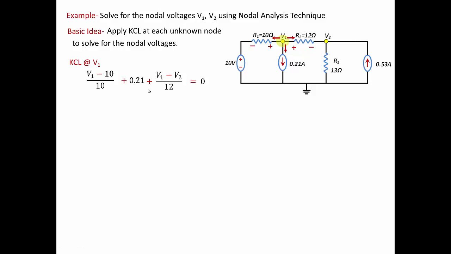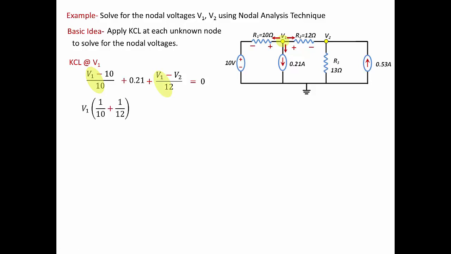The way we're going to do that is we're going to group the V1 terms together. So I have two terms for V1, this term and this term, and then I'm going to group the V2 terms together, which is this term here, and then I'm going to take the other values to the other side of the equation. So I'm going to start with V1. I have V1 over 10 plus V1 over 12.